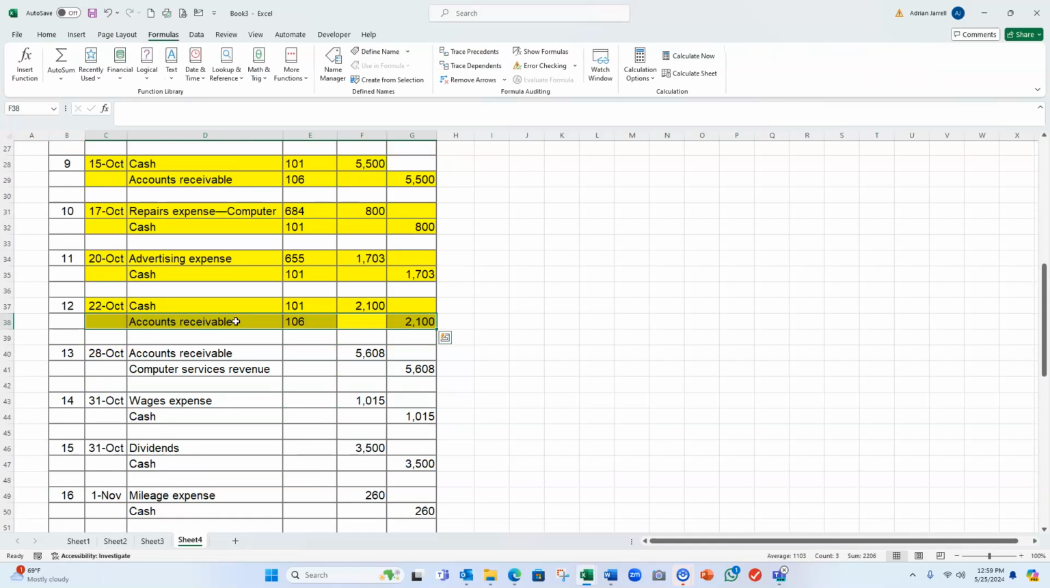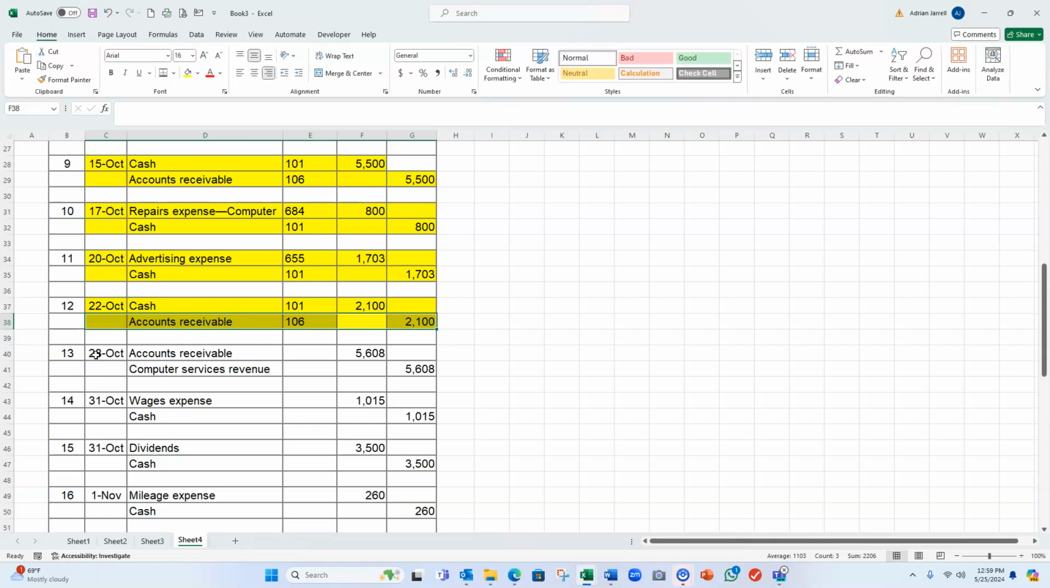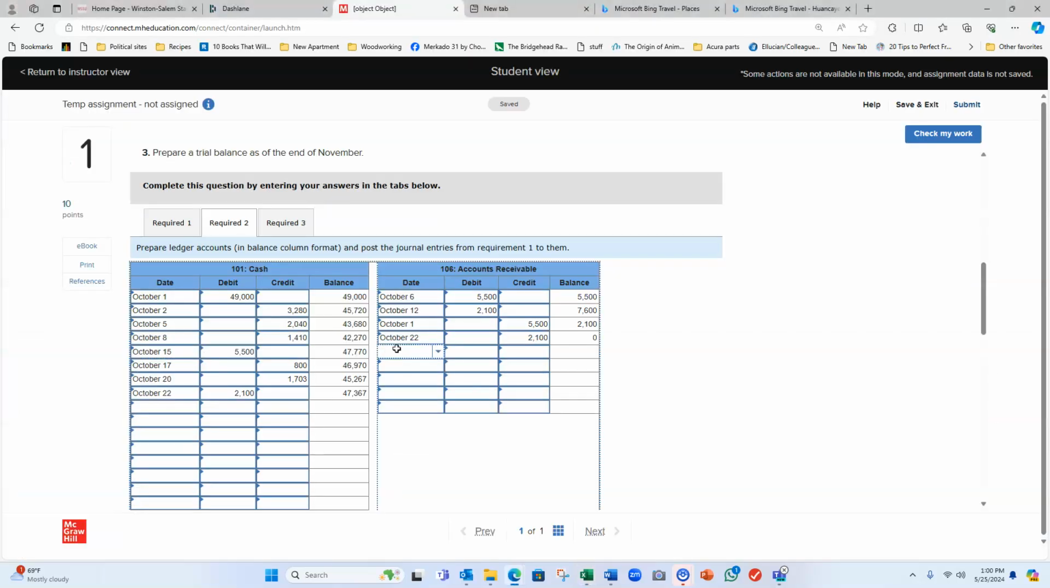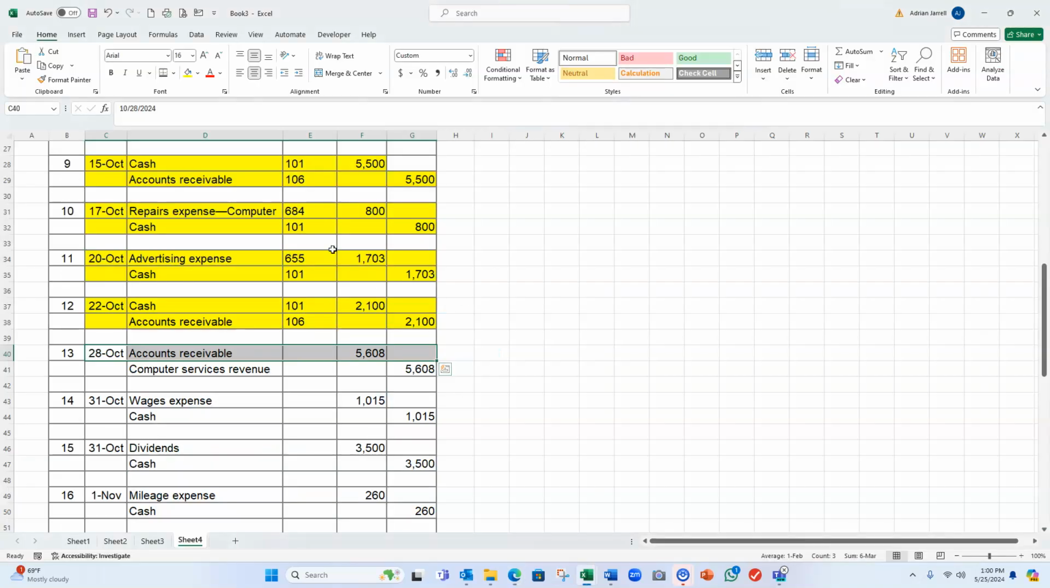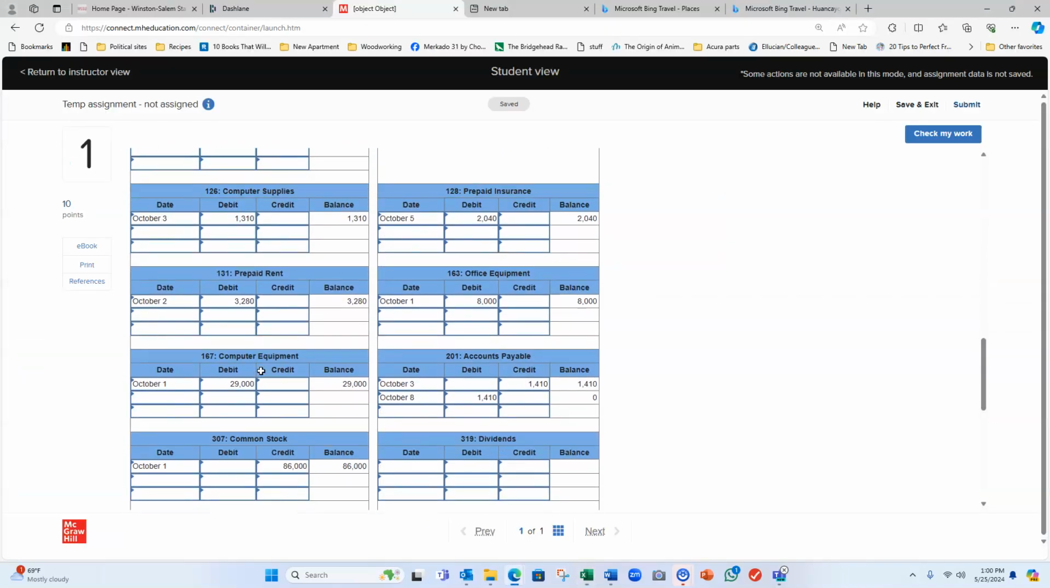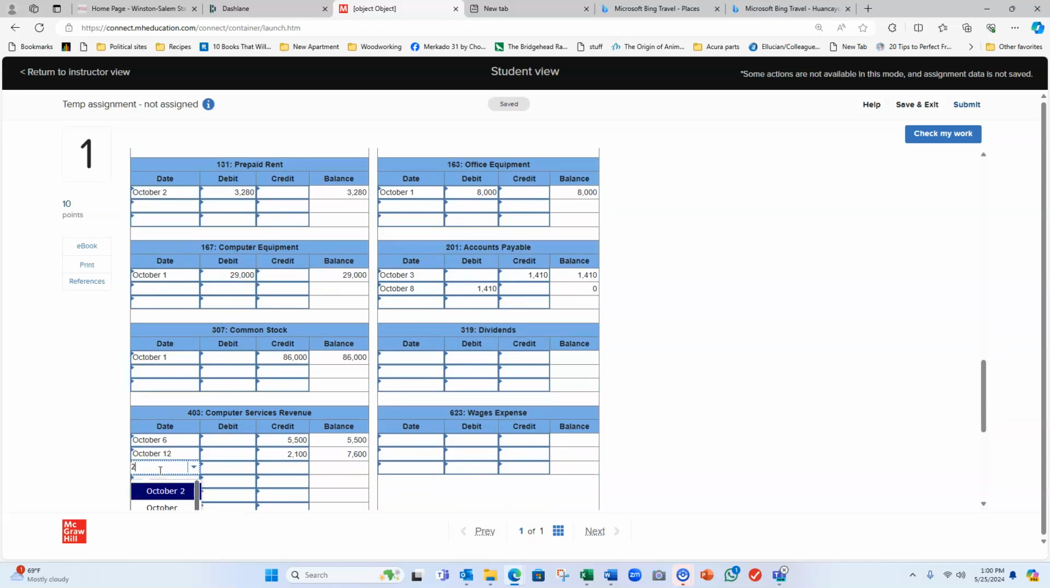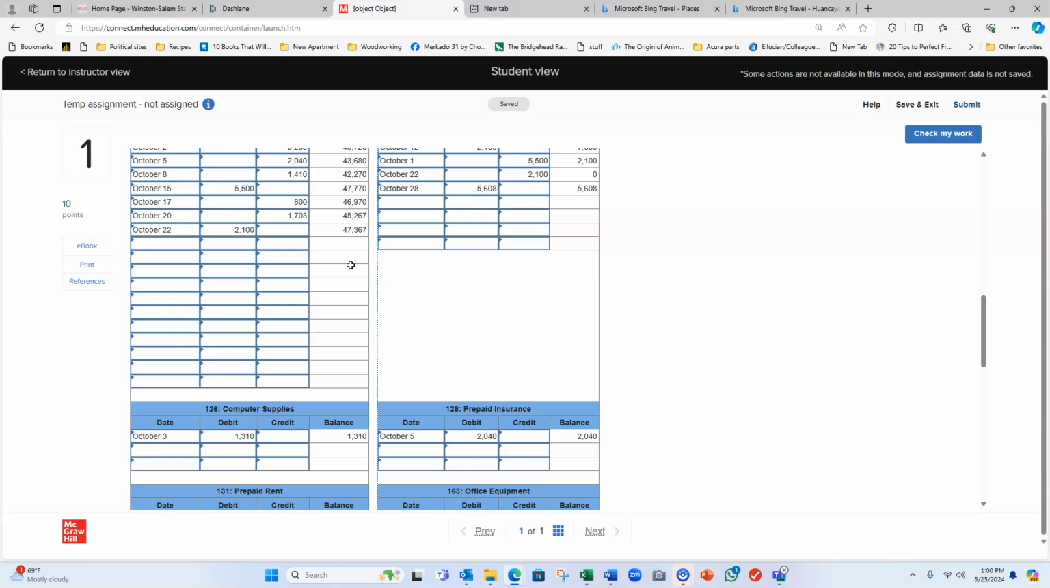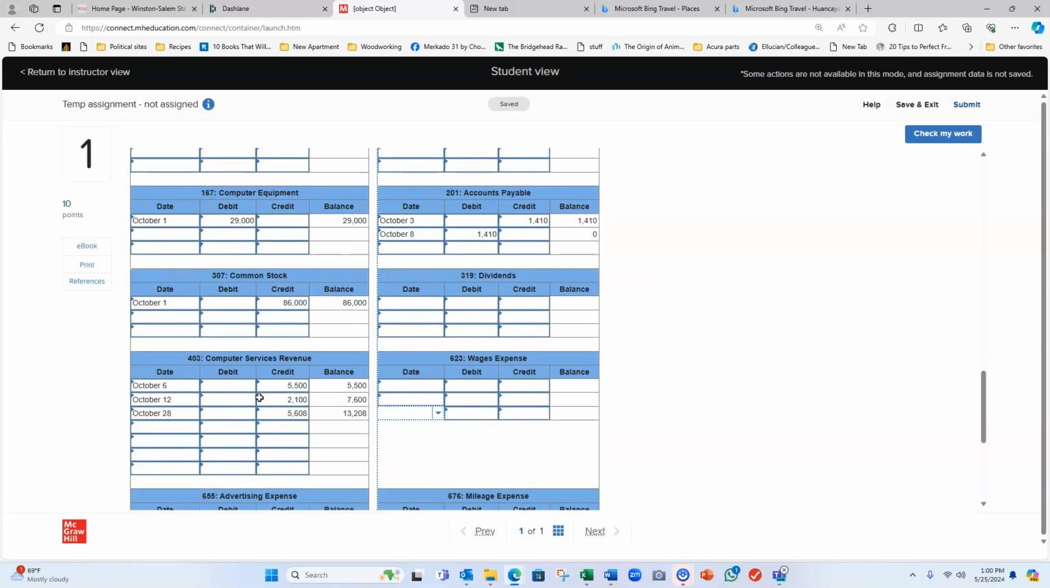All right. Let's go again here. We're going to debit accounts receivable on the 28th for $5,608. We're going to credit computer services revenue on the 28th for $5,608. So computer services revenue. There's your credit here, 5,608, and your debit up here, 5,608. Account number 403.